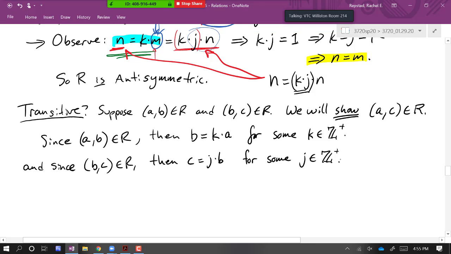Now we want to show that A is related to C. So I'm going to start with C. If A is related to C, which is what I want to show, I'm hoping that we can write C as some multiple of A. So I'm going to start with C. So let's observe.